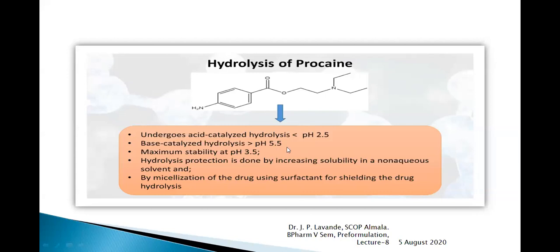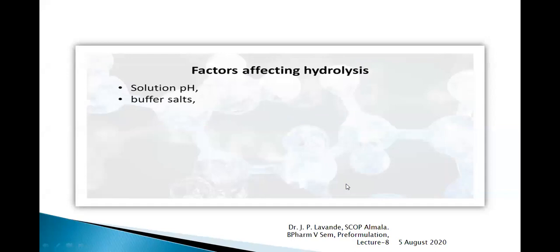So procaine is highly unstable; it will undergo acid hydrolysis and base catalysis. So there is a need to maintain the pH between 2.5 and 5.5. The maximum stability occurs at a pH value of 3.5, between these two. Hydrolysis protection is done by increasing solubility in a non-aqueous solvent and by micellization of the drug using a surfactant for shielding the drug from hydrolysis.